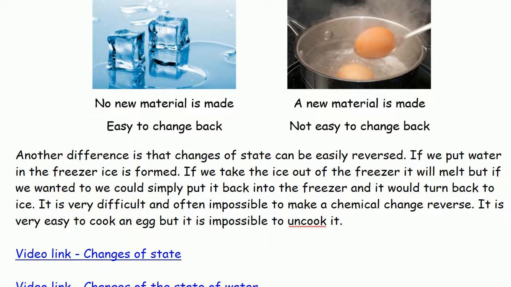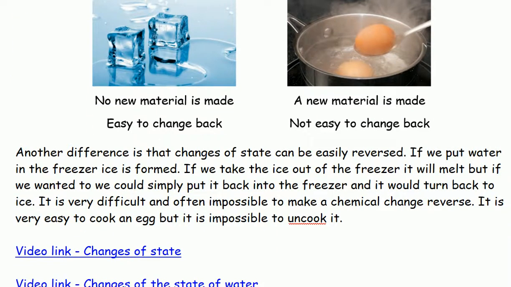Another difference is that changes of state can be easily reversed. If we put water in the freezer, ice is formed. If we take the ice out of the freezer, it will melt. But if we wanted, we could simply put it back into the freezer and it would turn back into ice. It is very difficult and often impossible to make a chemical change reverse. It is very easy to cook an egg, but it is impossible to uncook it.